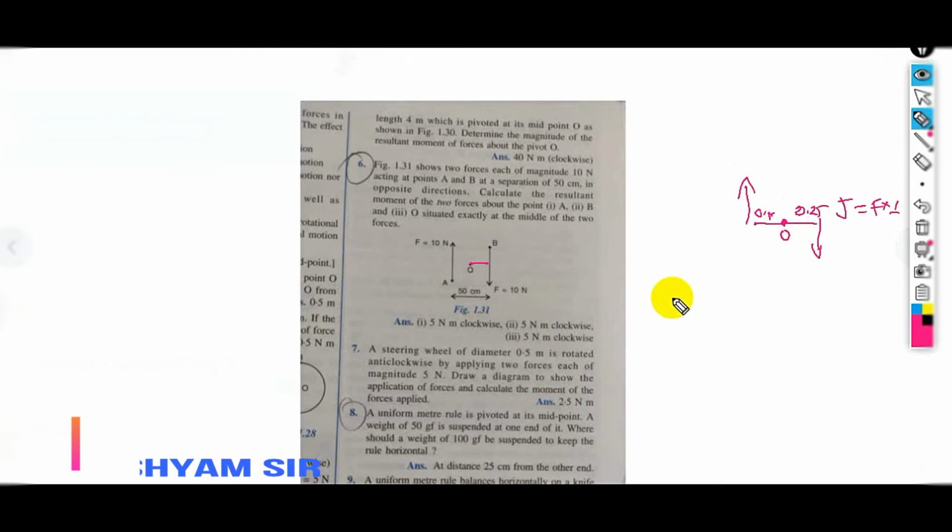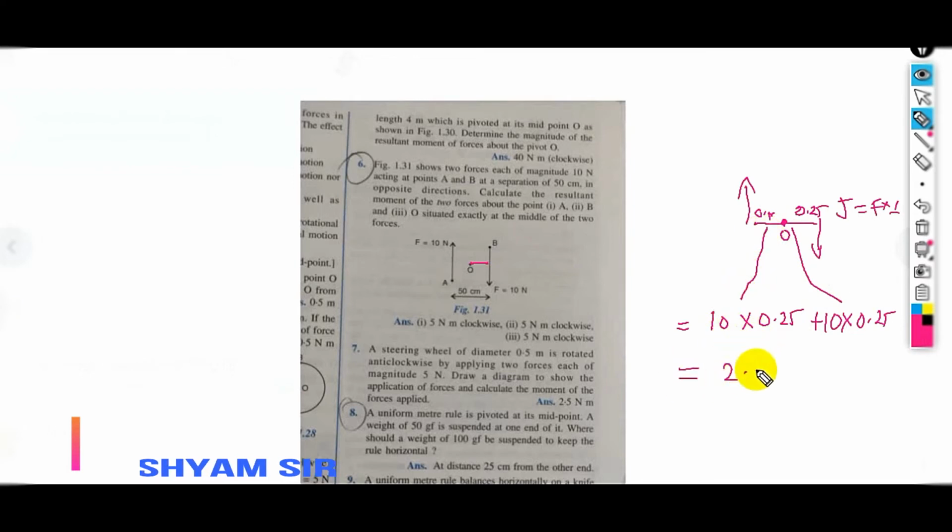So what we can write, the resultant moment. So moment is equal to 10 into 0.25 plus 10 into 0.25. This is this part and this is this part. So this comes to 10 into 2.5 plus 2.5, total is equal to 5 Newton meter. Clear? Okay.